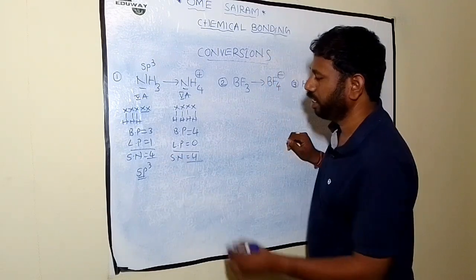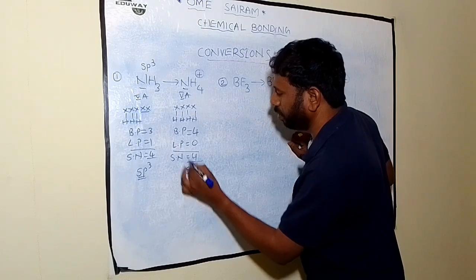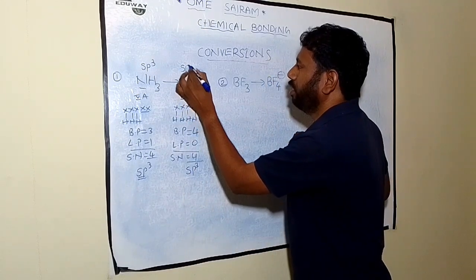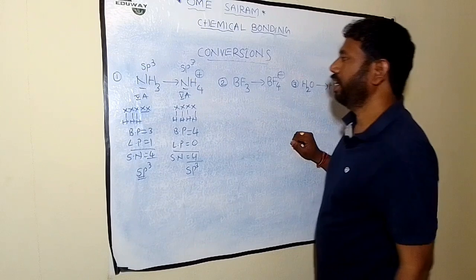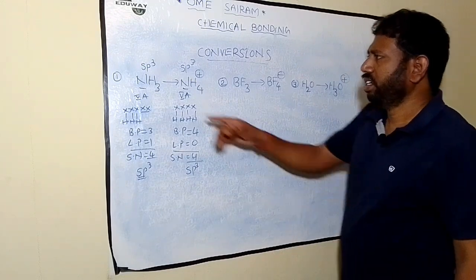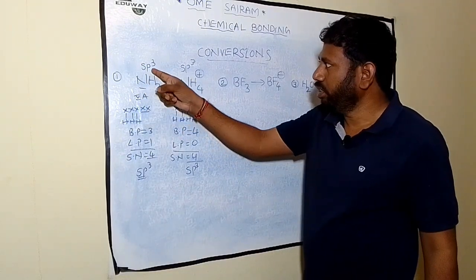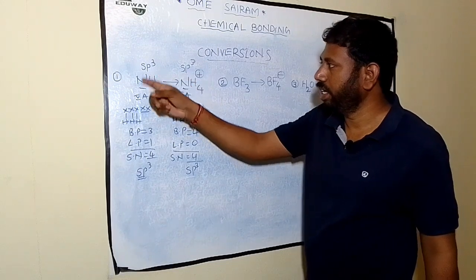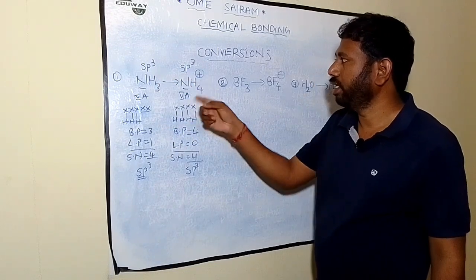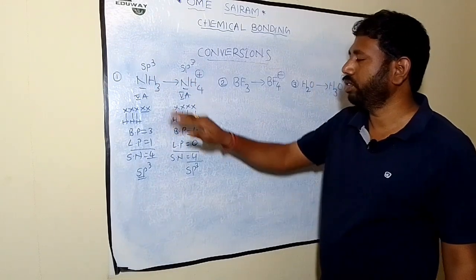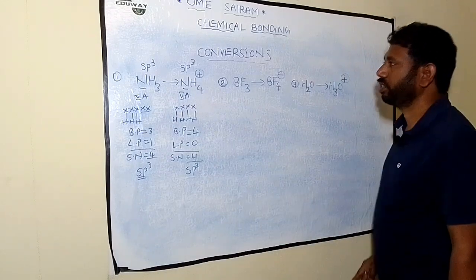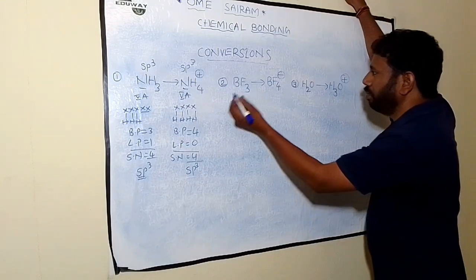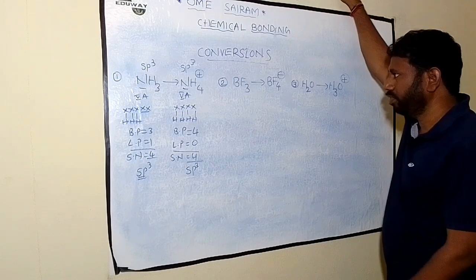If any molecule has steric number 4, the hybridization should be sp3. Here the hybridization of NH4 positive charge is sp3. Now in this conversion there is no change in hybridization. NH3 has sp3 hybridization, NH4 positive charge has sp3 hybridization. There is no change in hybridization. Now BF3 converts into BF4 negative charge.